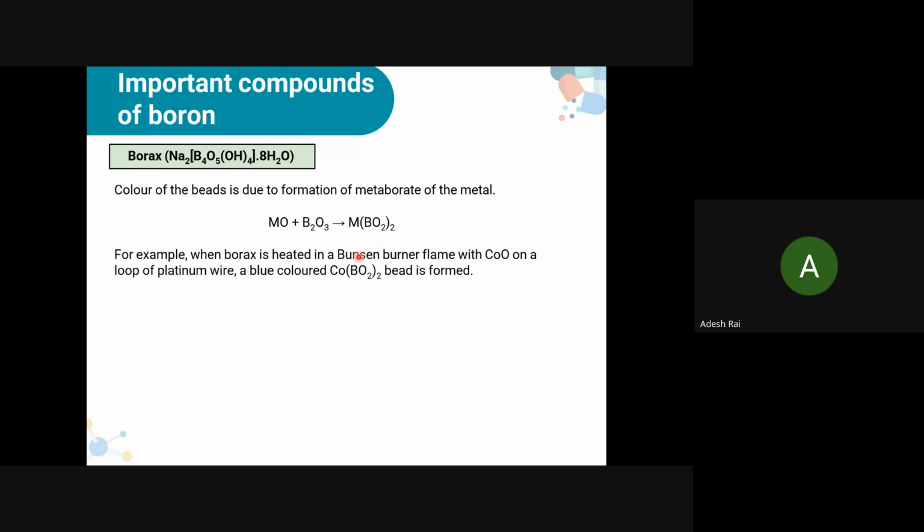This is your borax bead test. In the borax bead test, the final outcome will be metal metaborate. What is the final outcome for the borax bead test? What are you going to end up with? Metal metaborate.